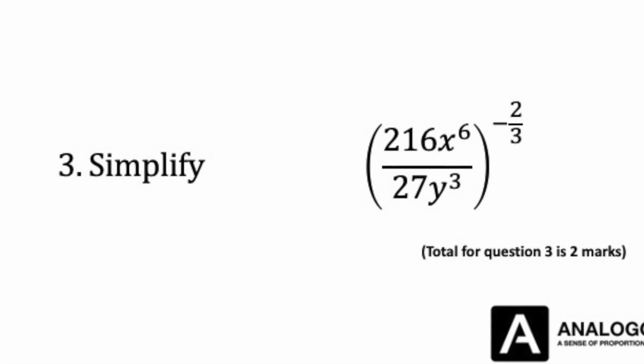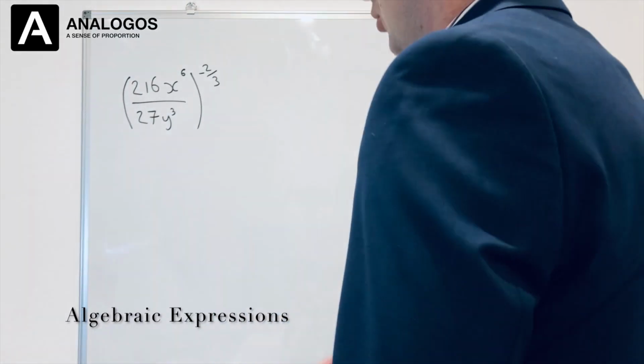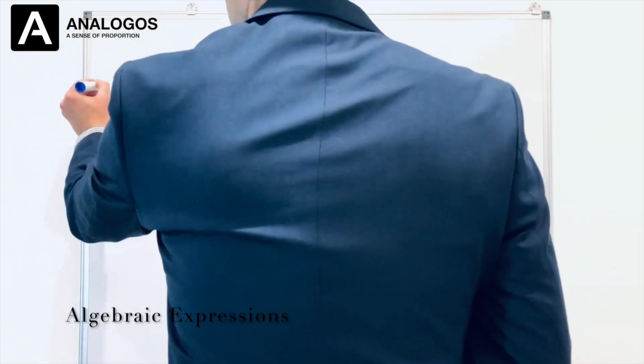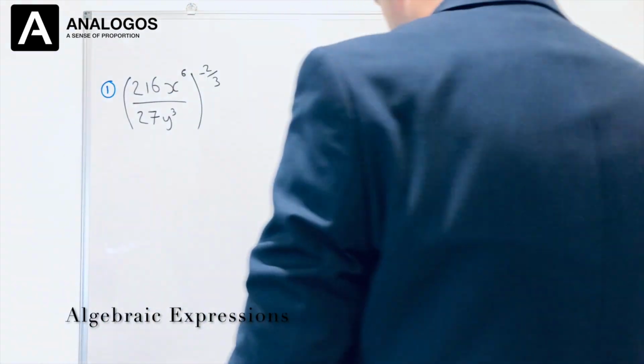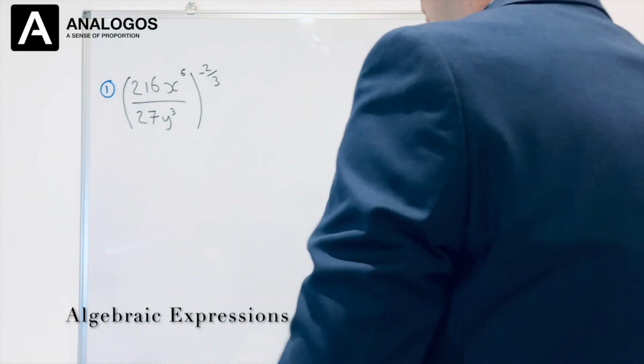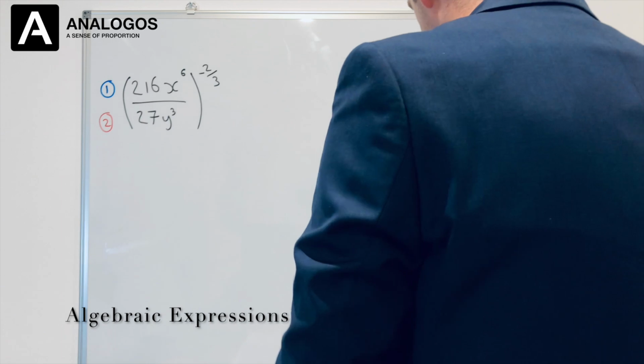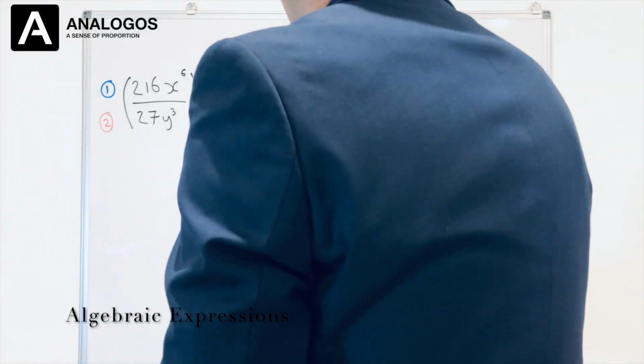Okay, so there's quite a lot going on here, so as we've done before, this question is definitely worth splitting up. There's a lot going on here. So numerator, we'll call that number 1, and we'll call 27y cubed 2. So let's deal with the first part. Quite a lot going on, like I was saying.